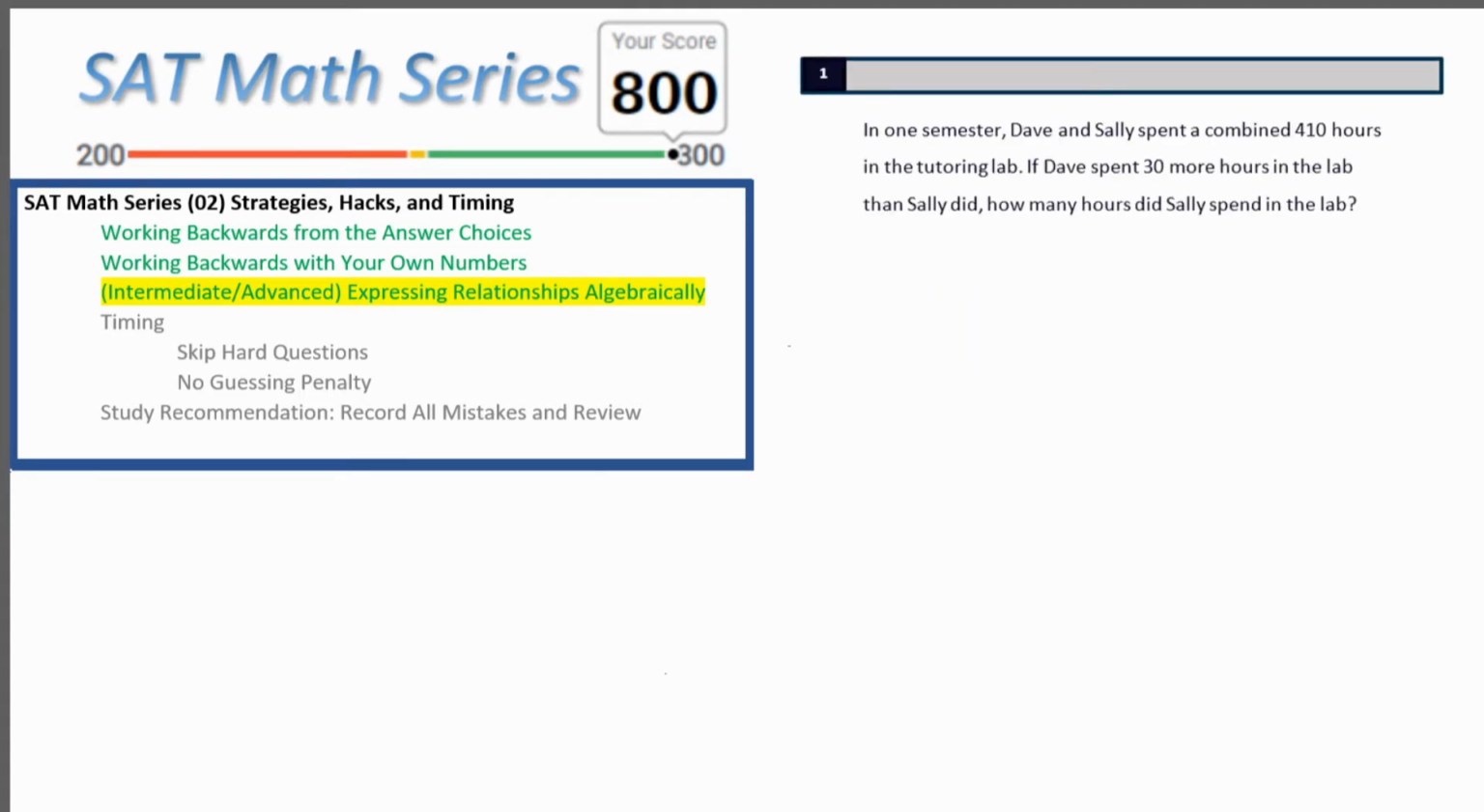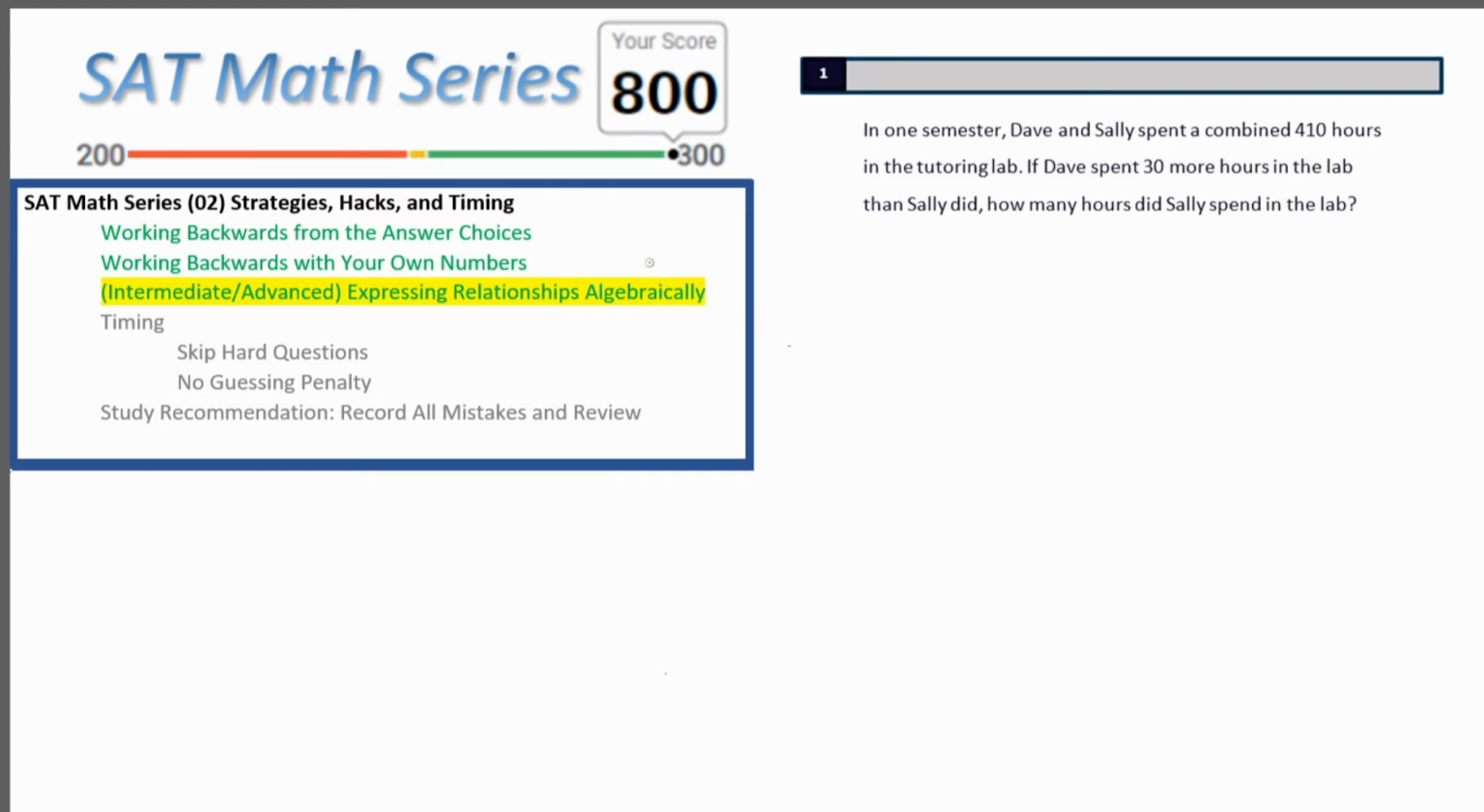This particular skill will be very useful when it comes to word problems and with system of equation problems. For instance, here it reads, in one semester, Dave and Sally spent a combined 410 hours in the tutoring lab. If Dave spent 30 more hours in the lab than Sally, how many hours did Sally spend in the lab?